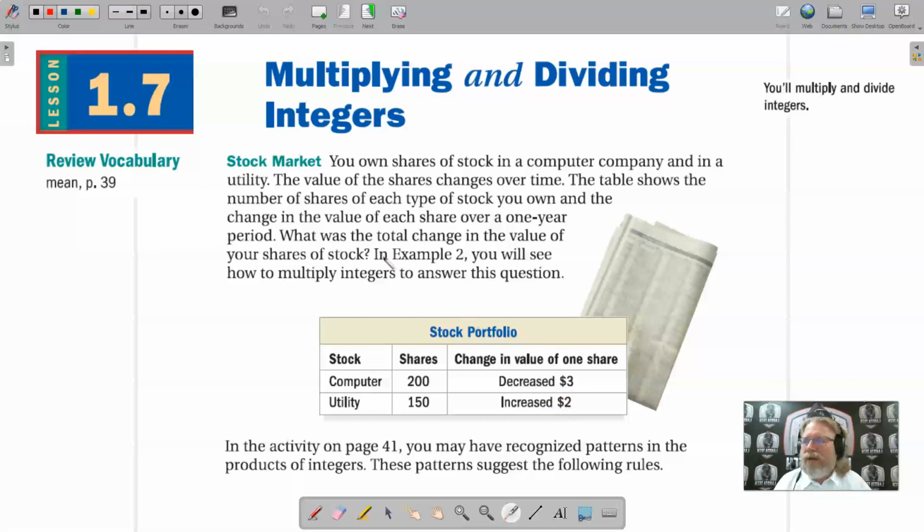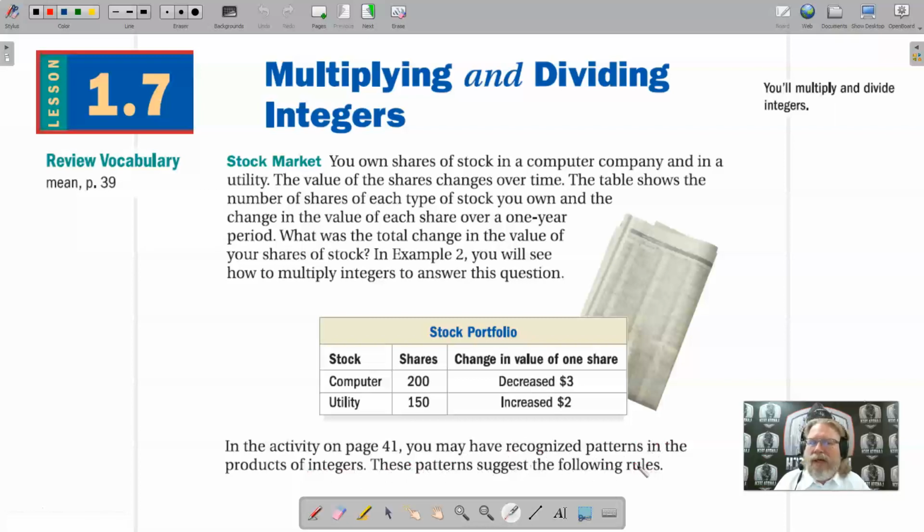So in example 2, we will see how to multiply integers to answer the question that we're given here at the beginning, referring to our stock market question. So first we're going to look at something else before we get to the solution for that, and that is the idea of multiplying and dividing integers, what we need to know in order to be able to solve that question that they're asking. So in the activity on page 41, you may have recognized patterns in the product of integers. These patterns suggest the following rules.